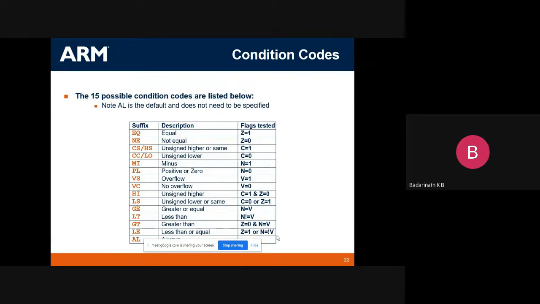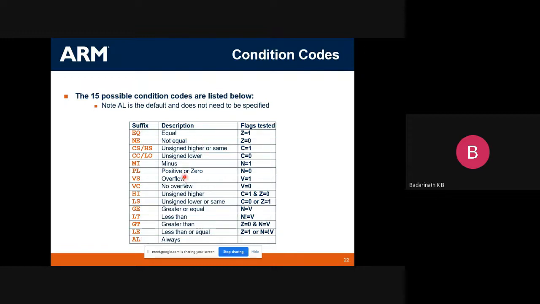Except, if there is no condition you write, it is by default called AL. AL means always. That means the instruction is going to execute always. No condition is there. But we don't require to write AL. Even if you write AL, nothing wrong. But we don't write AL if there is no condition. By default, AL is taken. So there are 15 different conditions you can implement on the execution of instructions.